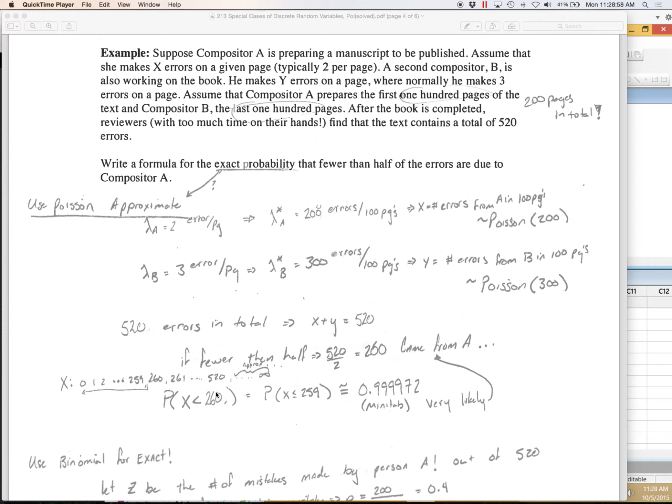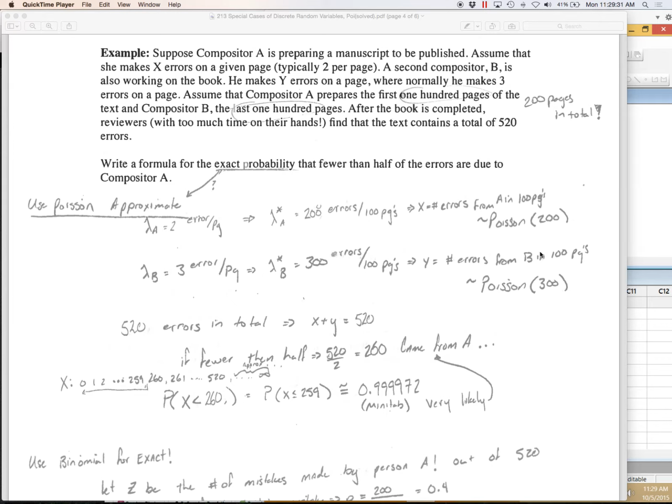So what's the probability of X, which is the number of errors from A, being less than 260? Now be careful, okay? Because it says what's the probability of fewer than half the errors? Okay, so we can't say that A has made exactly half. It says fewer. That is strictly less than 260. Okay, which of course, here's 260. We're not including 260. We're saying anywhere from 0 to 259 errors. So less than or equal to 259 errors.